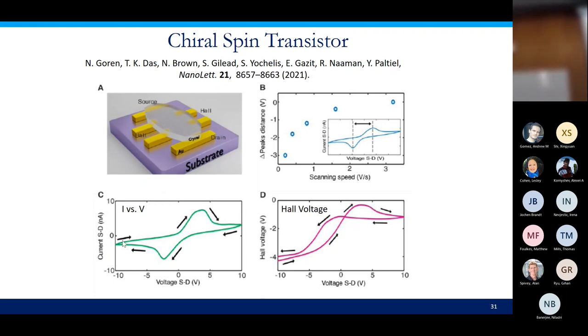interesting IV curves, like a memristor, and also Hall voltage. So we have a really multiple-stage transistor.